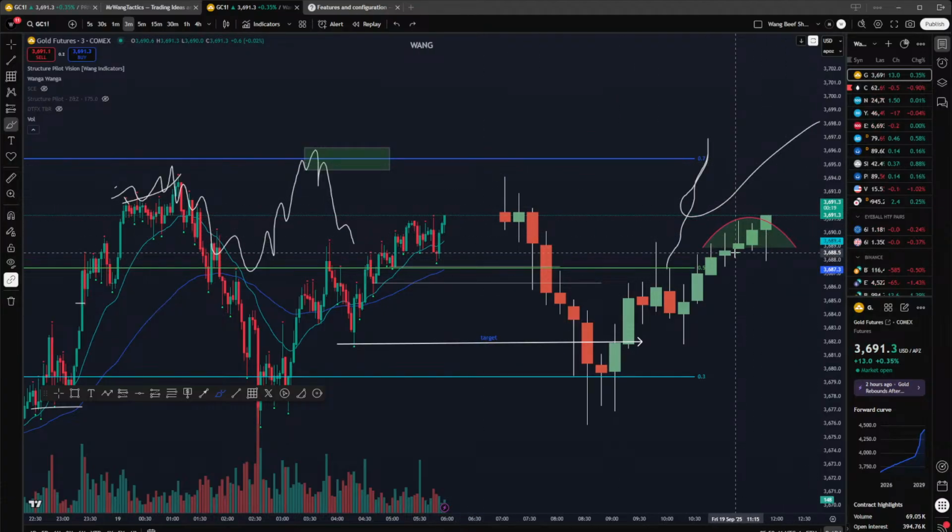Till the close of that candle. With the sweep, this might provide us with the high right there. We'll see.